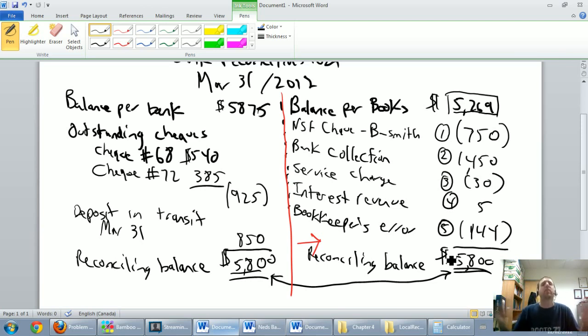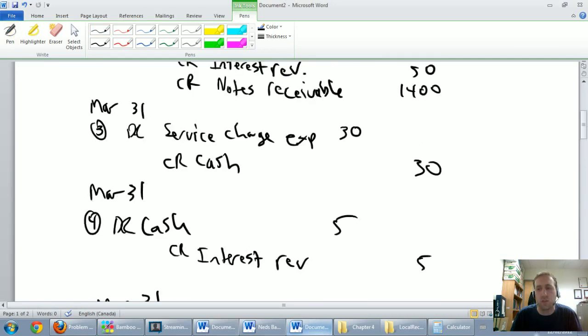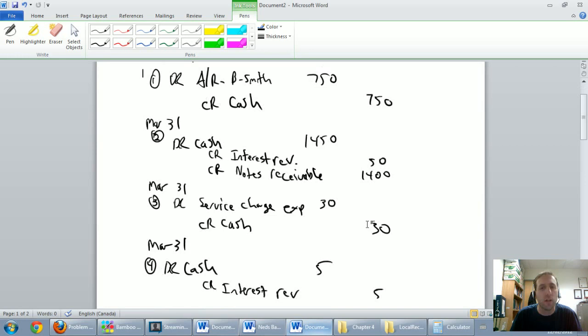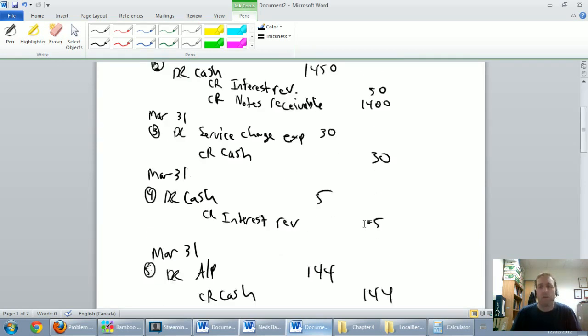And how does an accountant fix anything? An accountant fixes stuff with journal entries. And so for each of those 5 items, I've prepared proper journal entries, and I've got a good bank reconciliation. I've done the bank rec, I've done the journal entries. I'm feeling good about things.